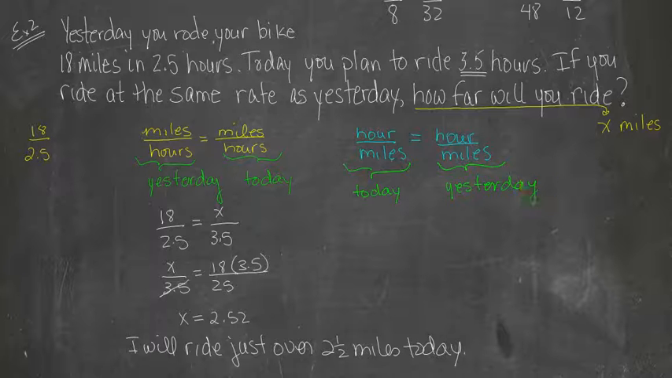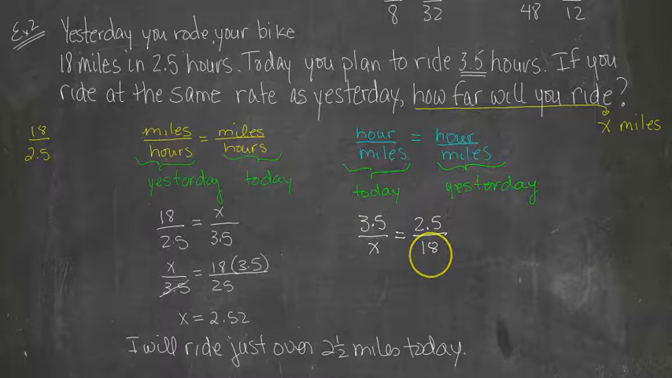And now I'm going to use the language that we normally use with math. Okay, so I'm going to say hours today is to miles today, in the same way that hours yesterday is to miles yesterday. So we say hours is to miles as hours is to miles. But look what I did here. I made a big mistake. I put my x in the denominator.